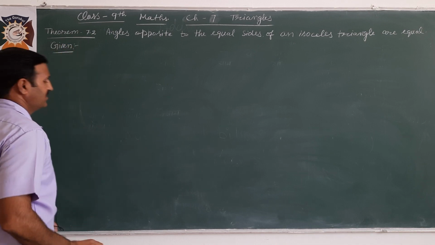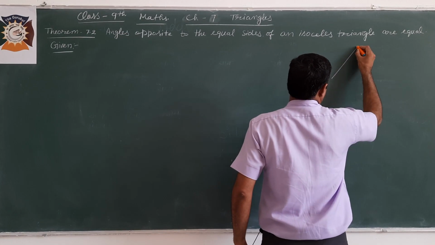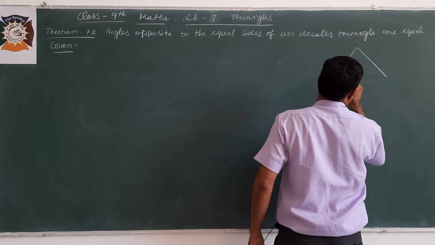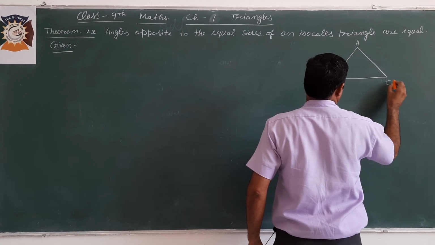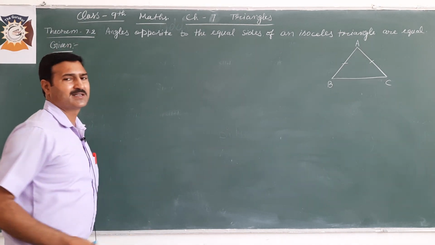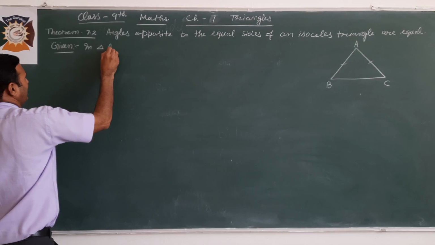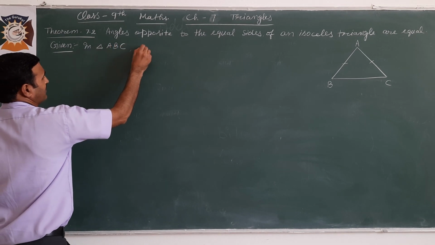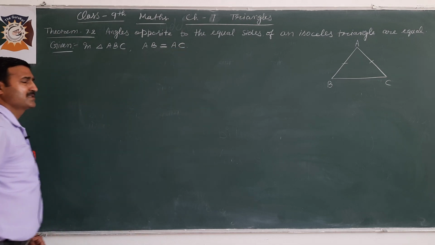Along with the figure, I'll write the given. An isosceles triangle is given, ABC, in which AB is equal to AC. Two sides are equal. In triangle ABC, AB is equal to AC. This is given.